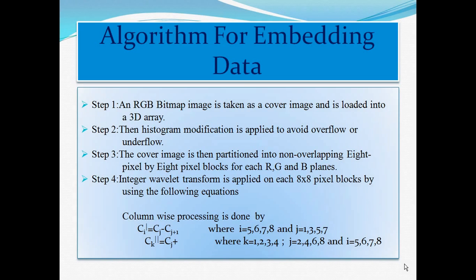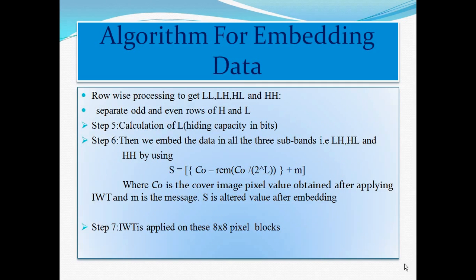Now, as I said, the integer wavelet transform is applied on each 8 cross 8 pixel block of the R and G channels using the following equations. Step 5 involves calculation of hiding capacity. Hiding capacity is actually very important, which differentiates different steganographic processes from each other. Hiding capacity is one of the main criteria in our project. We need a high hiding capacity.